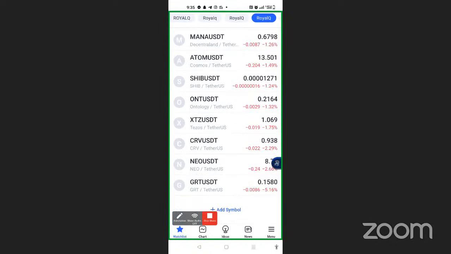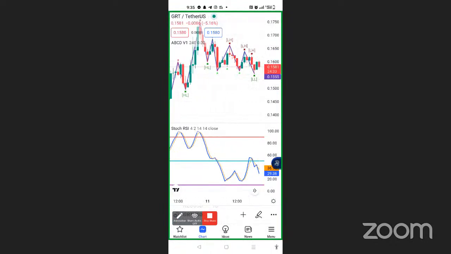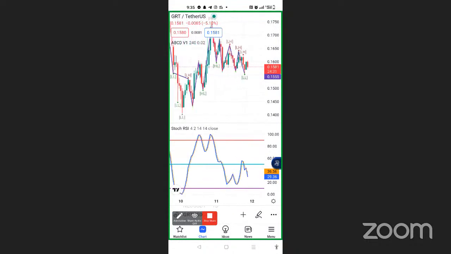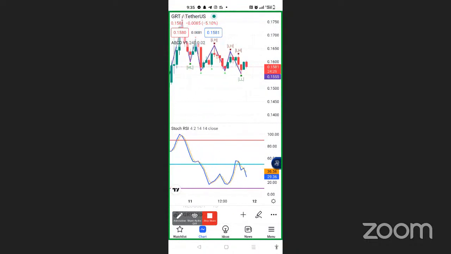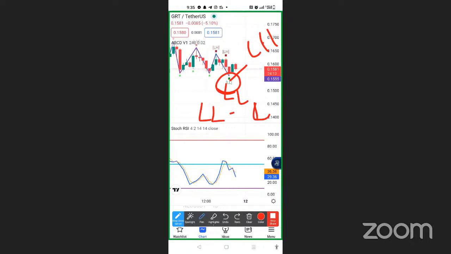Let me come on GRT as an example. Okay, for example, this is GRT. It is really forming down. Now here, ladies and gentlemen, see, it has formed a lower low. You expect it to move from a lower low to form what we call a lower high. But as it has formed a lower low, and you are thinking that from a lower low it's going to form a lower high.